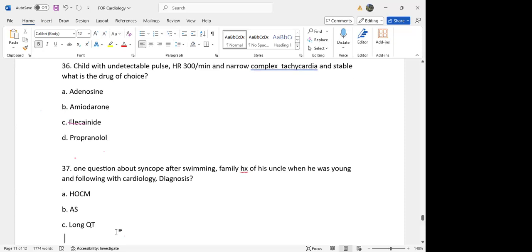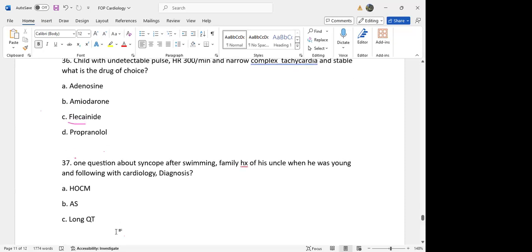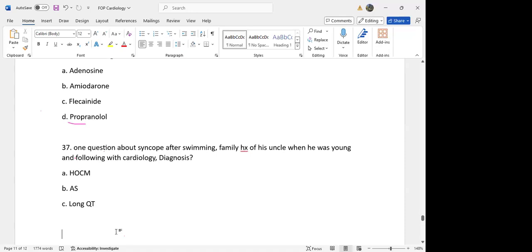One question is about syncope after swimming. We have already discussed syncope after swimming, and there is a family history as well. We already discussed the long QT syndrome genetics as well, and type 1 is associated with swimming. So the most likely diagnosis over here would be long QT, given the family history. Okay.